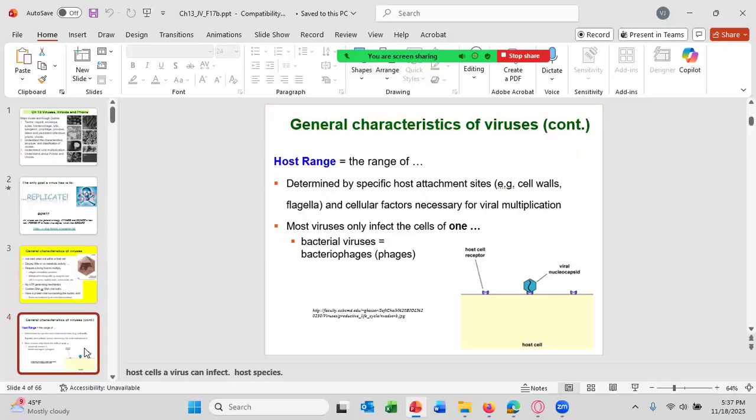The host range is the range of host cells a virus can infect. This range is determined by specific host attachment sites, for example a cell wall or flagella, that the virus attaches to. The cell has to have cellular factors necessary for viral multiplication, meaning the host cell must have, let me blow this slide up.